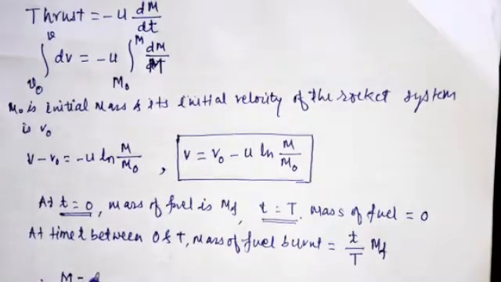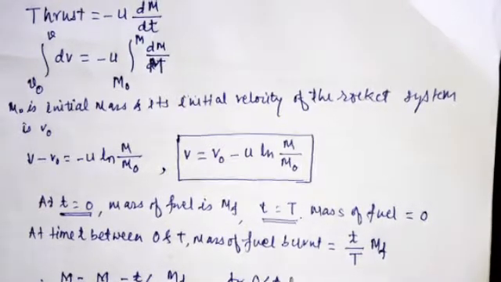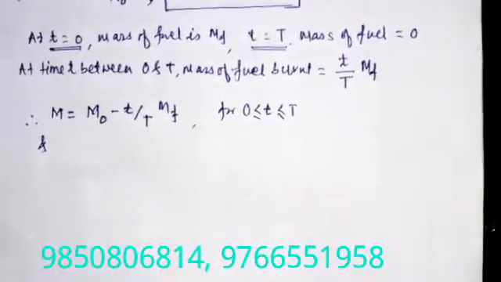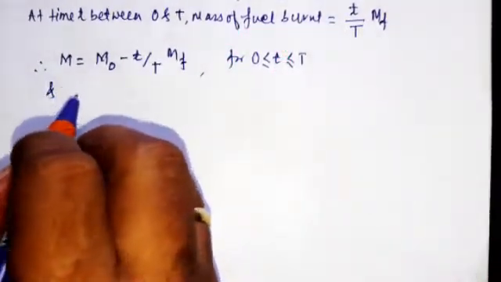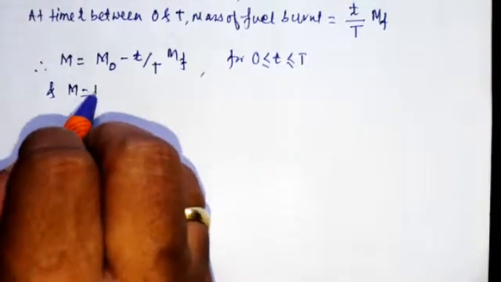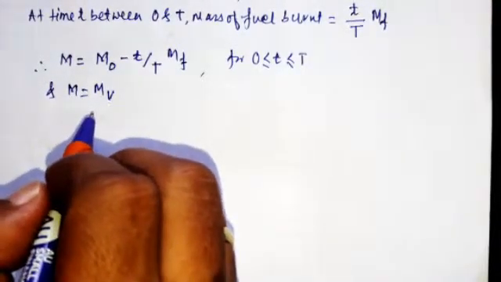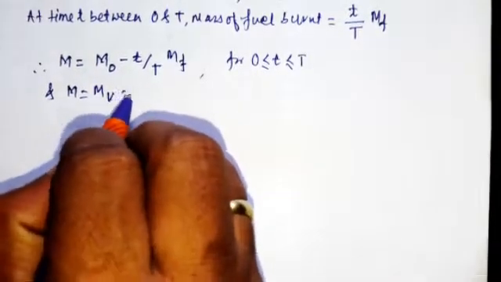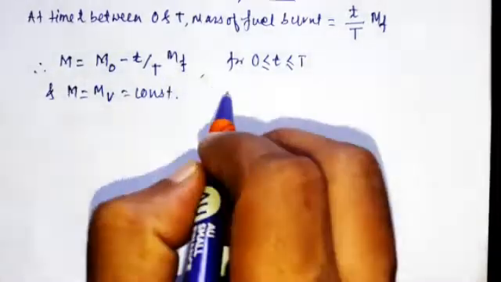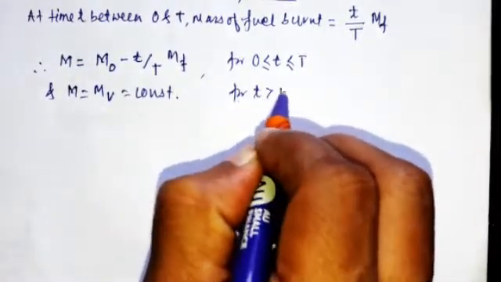m is equal to m naught minus t upon capital T multiplied by mf, for t lies between 0 to capital T, and when mass m is equal to mv, this is the constant mass for time t greater than capital T.